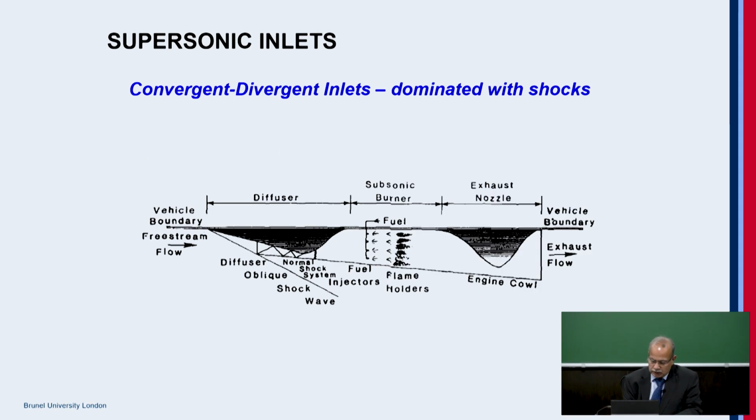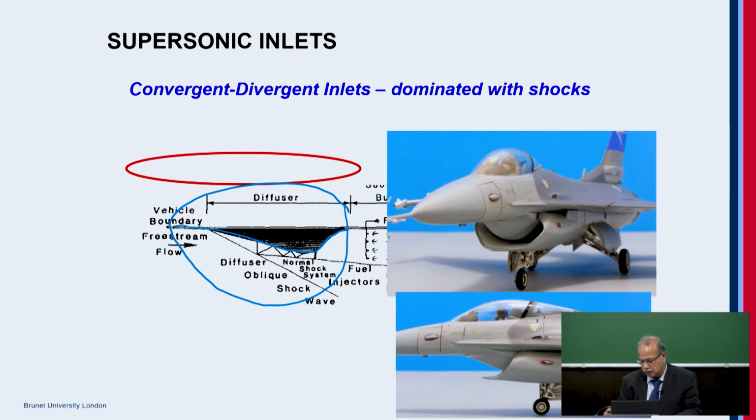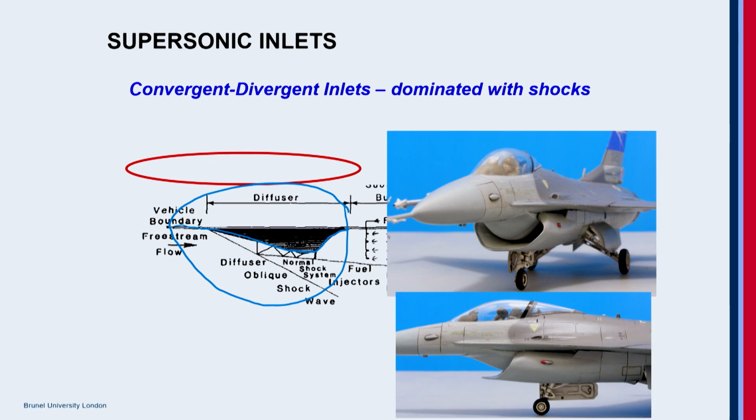Okay, so here is what we are looking at. Here you see the geometry, which is a convergent and divergent geometry. This is the inlet, which is normally for an F-35 aircraft engine. You can see the inlet here. That is how it is. So you see this convergent divergent inlet.